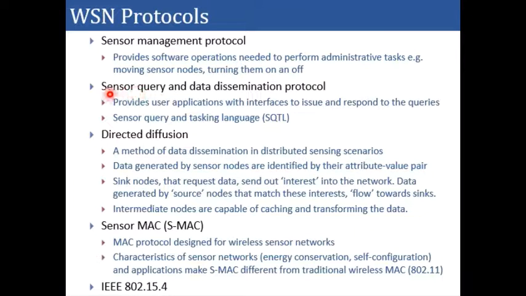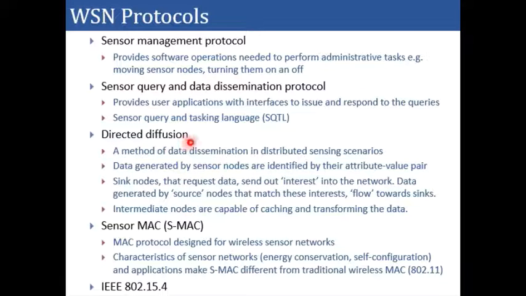Now next protocol is the sensor query and data dissemination protocol. This protocol provides user applications with interfaces to issue and respond to the queries. It uses sensor query and tasking language, which is called as SQTL. So this protocol is important for the data communication. For that, it utilizes SQTL to share data from the wireless sensor node to the remote server.